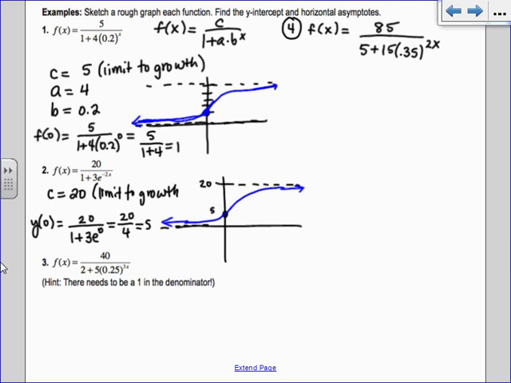All right, what's wrong with number 3? There's a 2 there. We need a 1. So what do we think we're going to do on both the top and the bottom? Divide by 2, not subtract. So we're going to divide the top by 2, and we're going to divide the bottom by 2. So when we do this, we get f of x equals 20 all over. So think about it. If I have 2 plus 5 times 0.25 to the 3x, and I divide by 2, I get my 1 like I want.